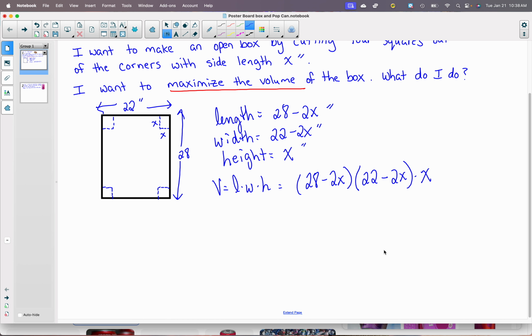So I'm going to do a little bit of factoring to kind of simplify this. So notice I can factor a 2 and I'd have 14 minus x, and I'm going to factor a 2 out of my width and have 11 minus x. This is still going to be an x. So I'm going to do 2 times 2 is 4x times 14 minus x times 11 minus x. And here I have the volume.